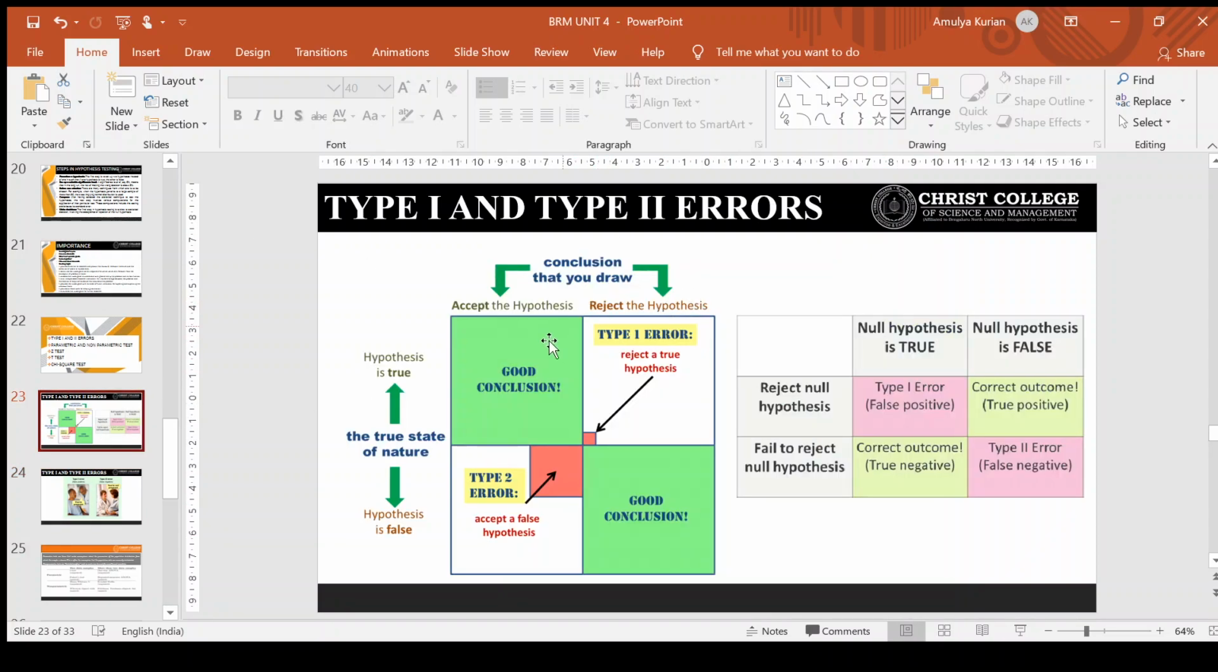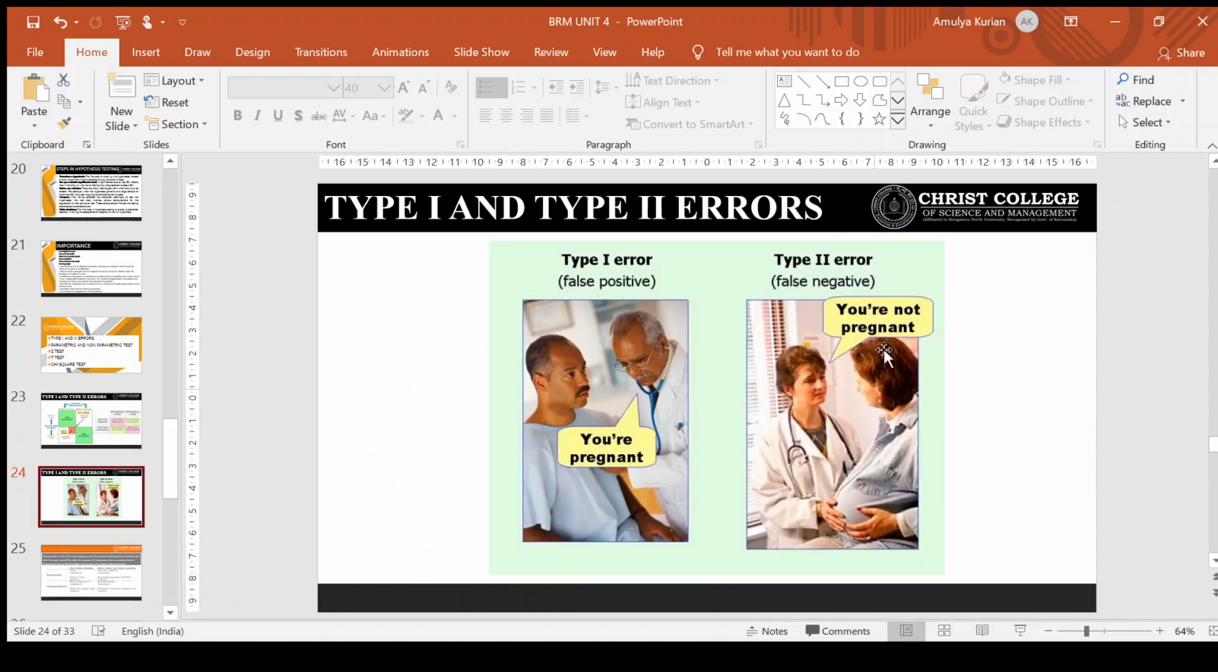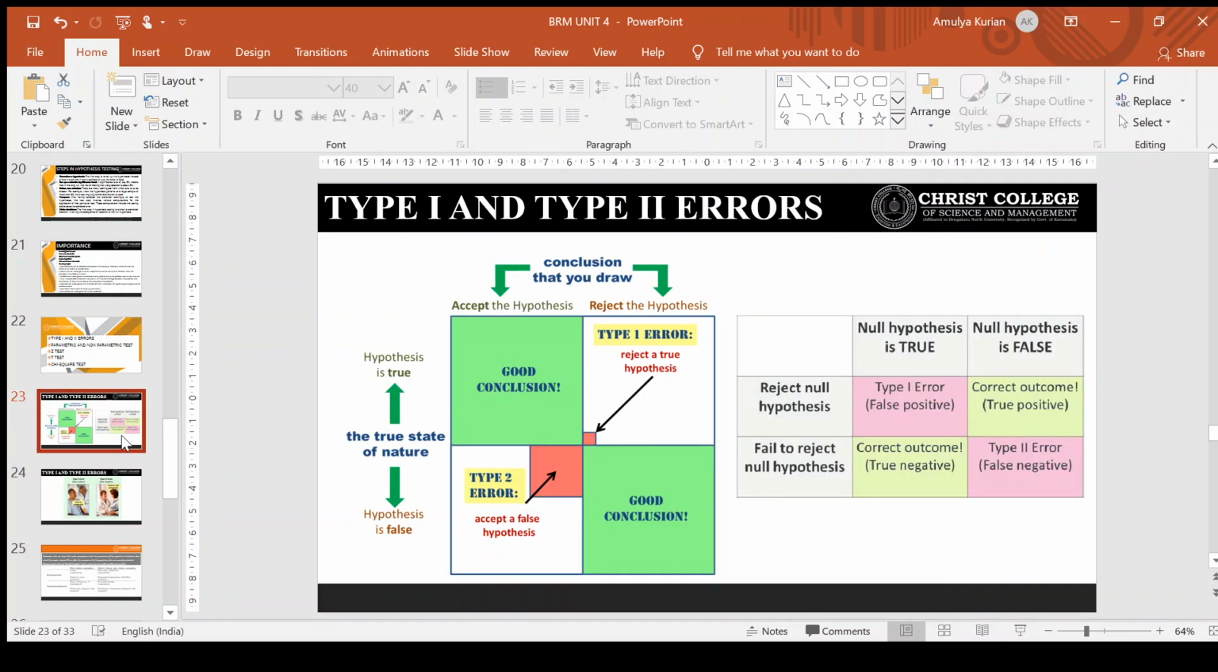When you are rejecting a hypothesis when it is true, it is type 1 error. When you are accepting a false hypothesis, it is called type 2 error. Hope you will remember this one. A false negative is type 2 and a false positive is a type 1 error. So this is about type 1 and type 2 errors. When you are accepting a hypothesis when it is false, it is called type 2 error, and rejecting a hypothesis when it is true is called type 1 error.